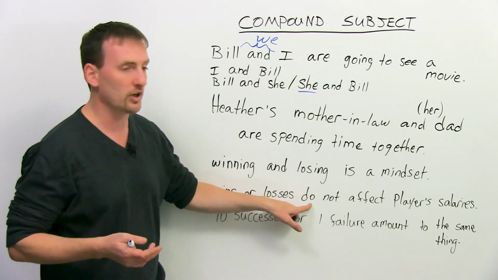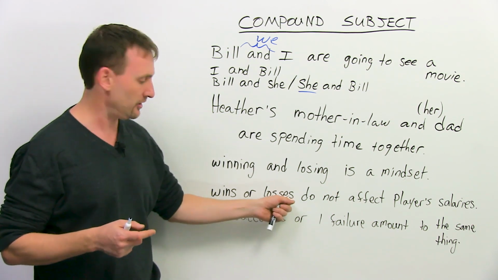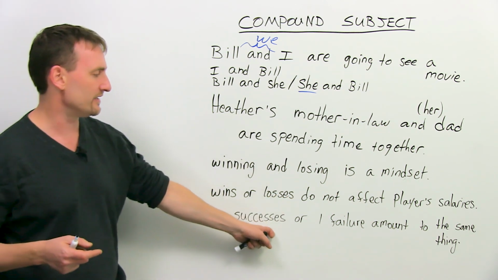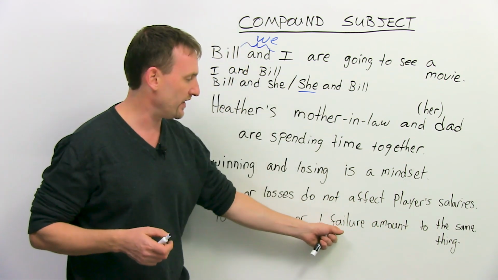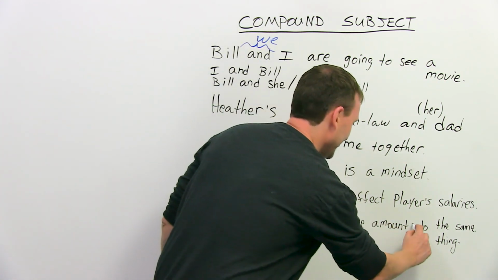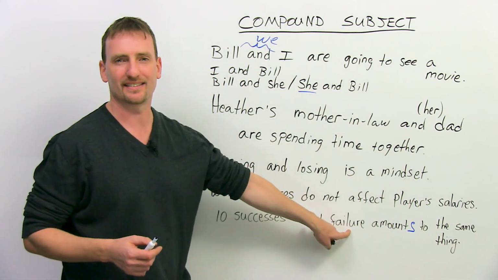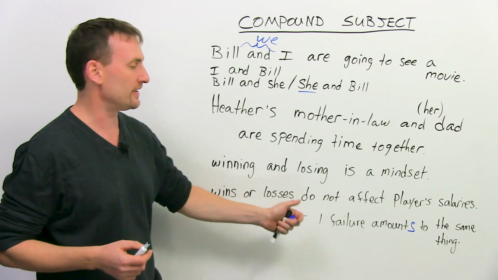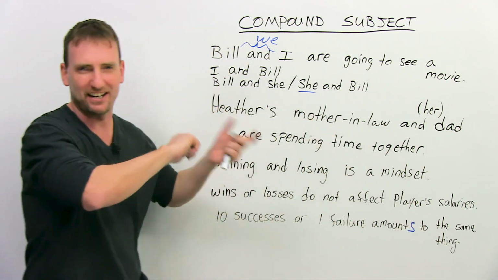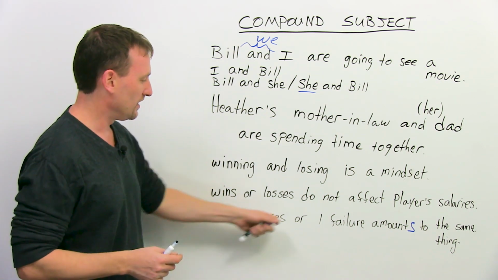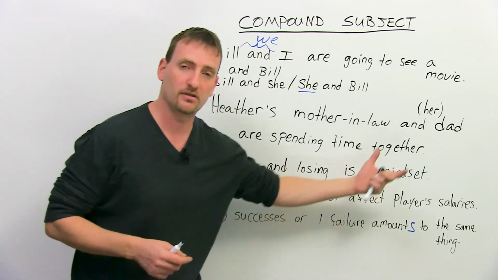Wins or losses, do not. Not does not, because I have plural, plural, and the second one is plural. 10 successes or 1 failure amount to the same thing. 1 failure, my mistake, amounts to the same thing, because the second one is a singular. One failure or 10 successes amount to the same thing. Okay, in my mind, I wrote it the other way around. So, second one is singular, singular. Second one is plural, plural.